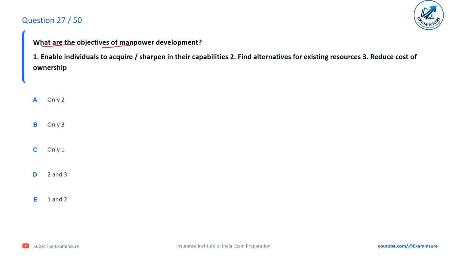What are the objectives of the manpower development? Enable individuals to acquire or sharpen their capabilities. Second option is find alternative for the existing resources. Third option is reduce cost of ownership. So a correct answer is for the objective of manpower development, we have to enable individuals to acquire or sharpen their capabilities.